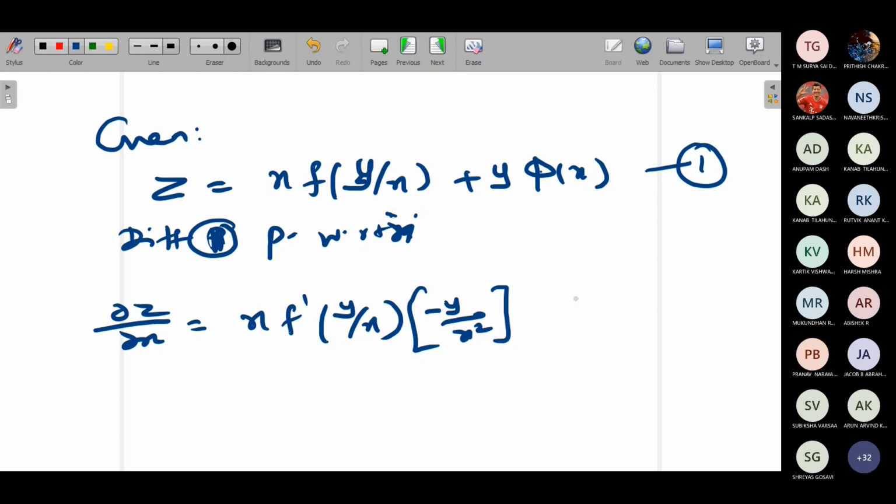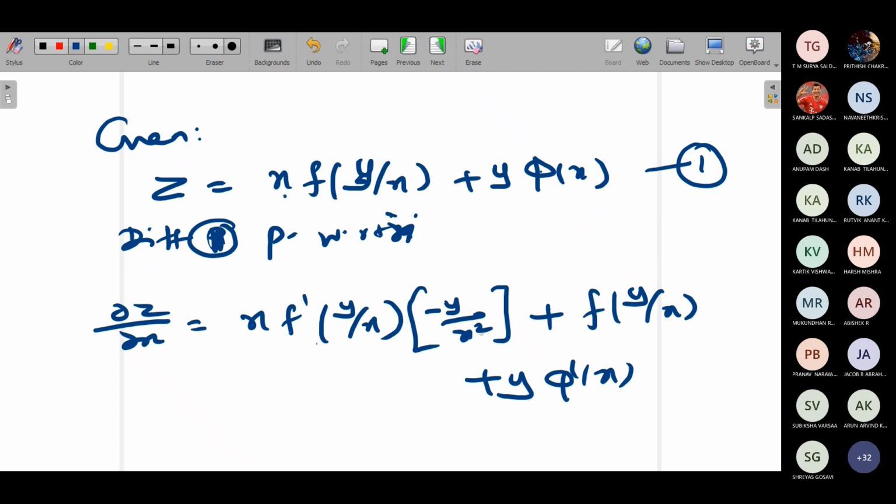Minus y by x square plus y into phi dash of x. Oh, sorry, what did I do? Yeah, x into one more term. One more term will be there. I'll write it here itself, first, so that you'll not miss it. So you'll get x into f dash of this. X differentiation will give you the same term. You'll get f of y by x, the other term. The third term will be y into phi dash of x.